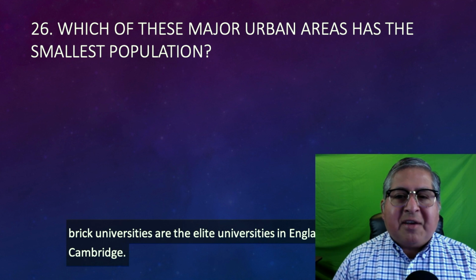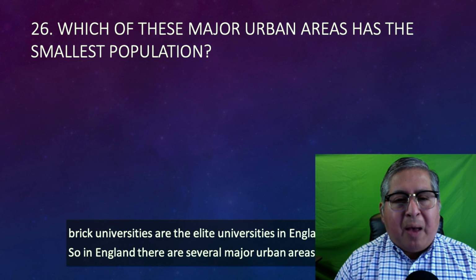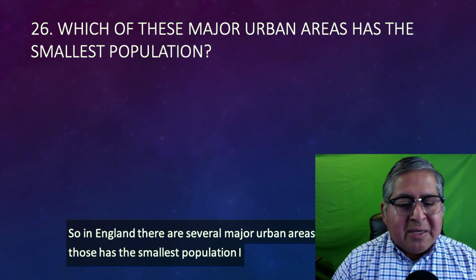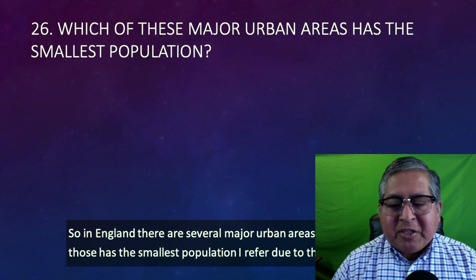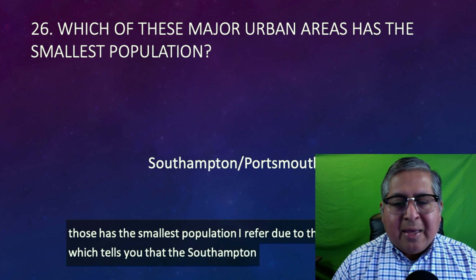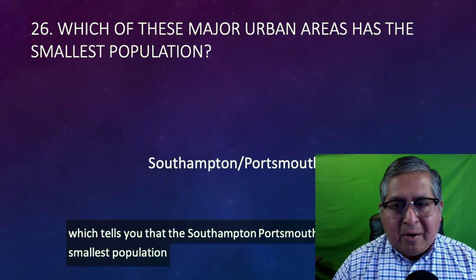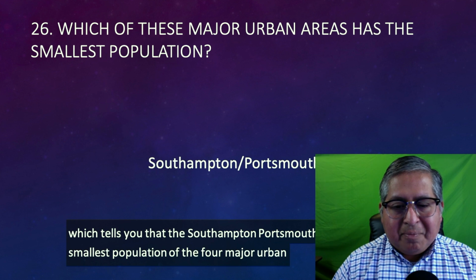So in England, there are several major urban areas. Which one of those has the smallest population? And I referred you to the CIA fact book, which tells you that the Southampton Portsmouth area has the smallest population of the 4 major urban areas in England.